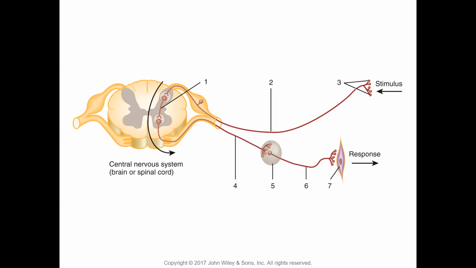Somatic reflexes can be just monosynaptic, a synapse between a sensory and a motor neuron, and that's it. You can have some very basic somatic reflexes involving only two neurons, a sensory neuron and a motor neuron. That does not happen in autonomic reflexes. Autonomic reflexes are always polysynaptic.